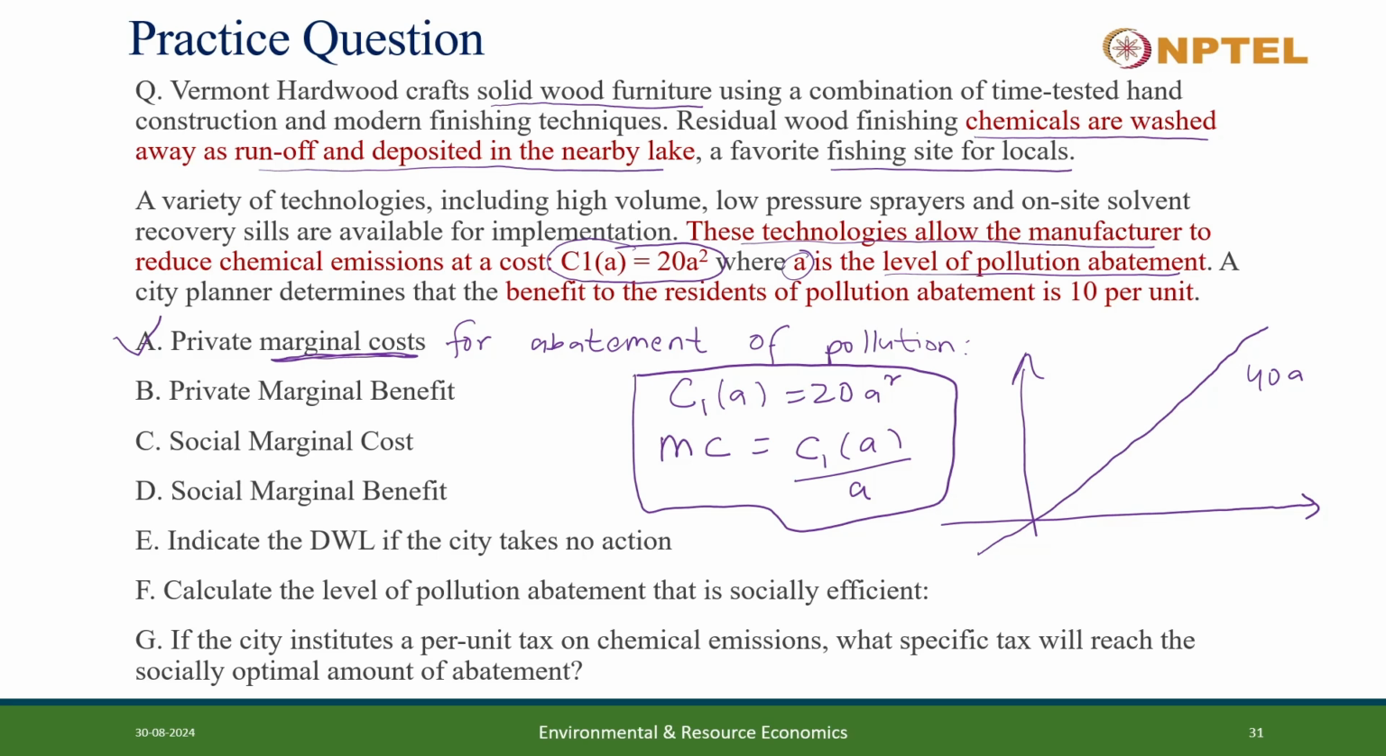Now, what will be the private marginal benefit curve? So, what will be the benefit which the firm will incur for abatement of pollution? So, if it is my production plant, okay, if I abate the pollution, what will be the benefit which I am getting, for the firm, for the polluter?